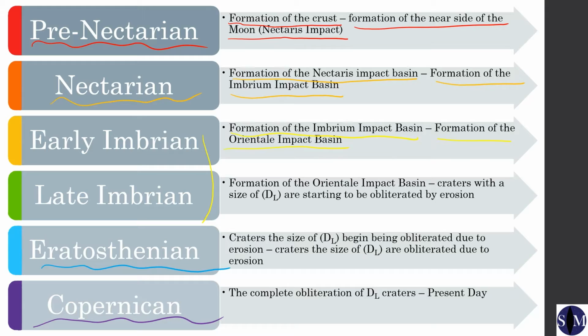The late Imbrian period represents the time between the formation of the Oriental impact basin and when the craters with the size of DL, or the largest craters that we've seen on the moon, started to get obliterated by space weathering and erosion. The Eratosthenian period of time basically just represents the time that it took for the DL craters to completely get obliterated. And finally, the Copernican period is the period that we are in right now. Keep in mind that the Copernican period has no relation to the Copernicus crater.